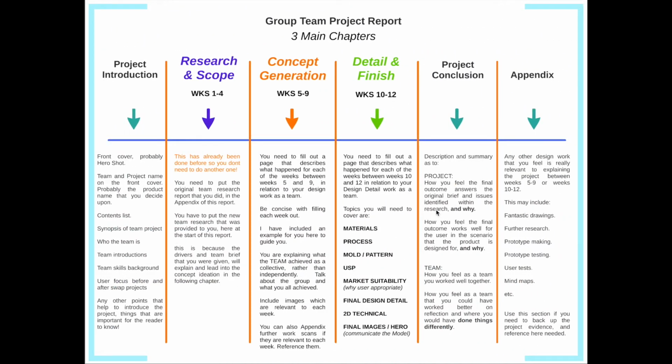In terms of your report, the other thing is the team report that one or 2 people have to be responsible for putting together. I've broken down here the chapters that you'll have within your report. So there's 3 main chapters. One of them is research, one of them is concept generation, and one is detail and finish, which you're working on now. The research and scope part of it has already been done. You've already written that. That was written at the end of week 4 and handed over to the other team, so you swapped it. So this has already been completed.